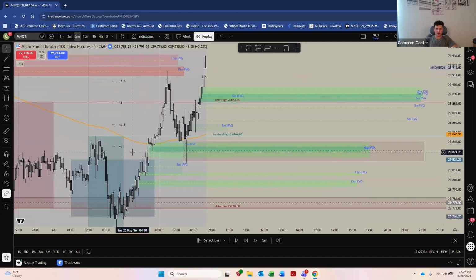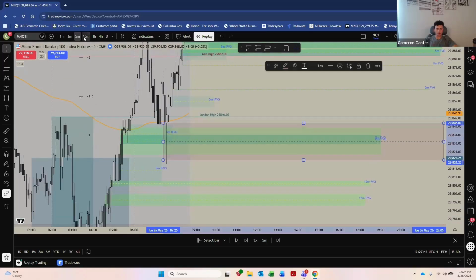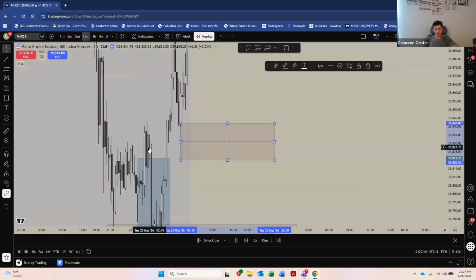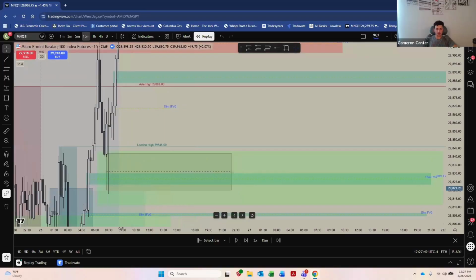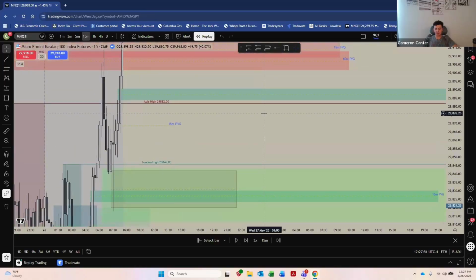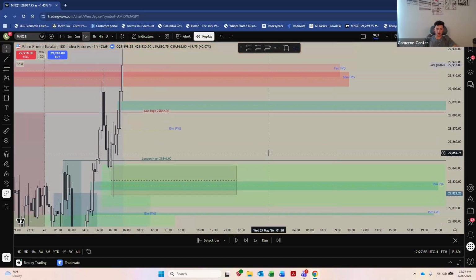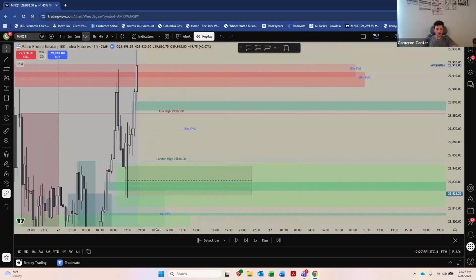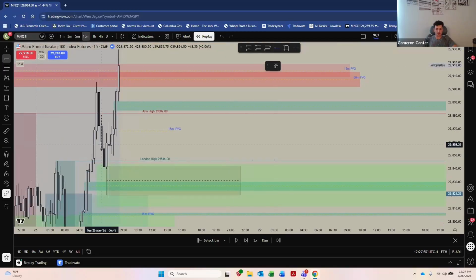The other thing that makes this one great is if you go to the 15-minute chart, look what happens. And this is where it gets tough. So I started actually drawing this one on the 15-minute chart. Let me tell you why. Look at the CISD that gets made right here.